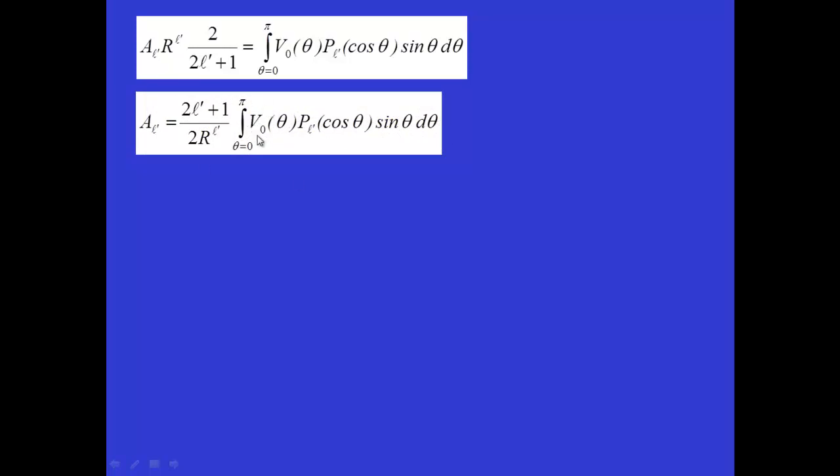Okay? So, solving this for A sub L gives a very simple looking expression, so that if I now know the function V naught of theta that describes the potential on the surface of the sphere, I can plug it into this integral and I can crank out the value of each term. A sub 0, A sub 1, A sub 2, and so on. Right? I can find the coefficient A sub L for any L value, in principle.